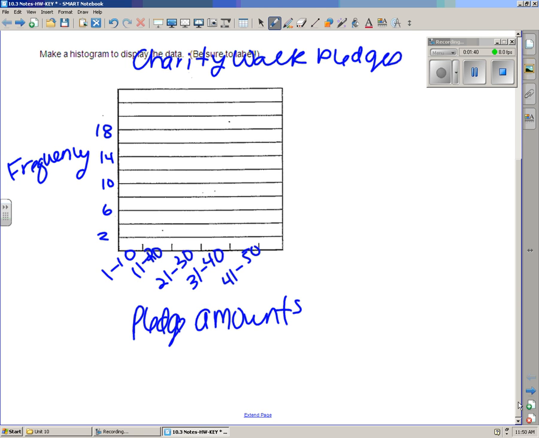I've got 12 people between $1 and $10, so that would be these guys, and I'm going to put a 12 in there. I've got 10 people between 11 and 20. You've got 14 people between 21 and 30. You've got 6 people between 31 and 40. And then you've got 4 people between 41 and 50. Okay, so this is just what we did last night.